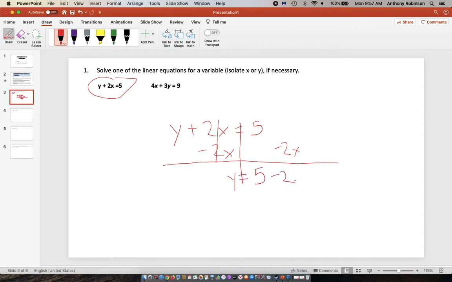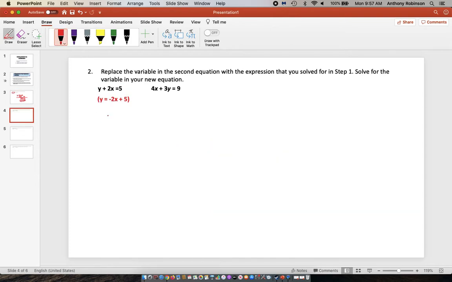So 5 minus 2x. I generally like to write the variable in front of the constant, so I'm going to move the variable to the front: y equals negative 2x plus 5. So what I've done now is I've taken the original equation and I have modified it so I have an isolated variable. In this case, my isolated variable is y. I could have done it for x too. Y is just easier in this case. All right, next slide, next step.